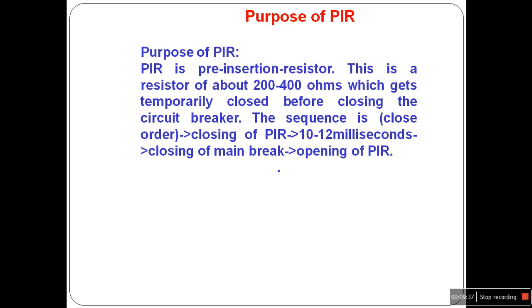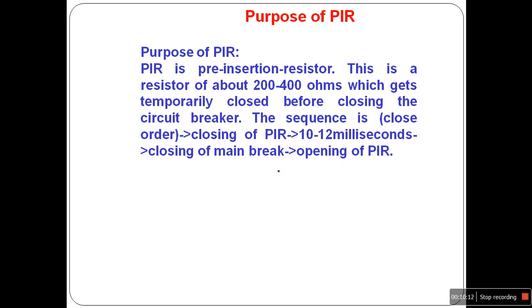Once the circuit breaker is closed, almost all the current will flow through the circuit breaker contacts. So the PIR should open. Now the question arises, what will happen if the PIR does not open? The answer is that a small current will flow through the PIR when the contacts of the circuit breaker are closed. So heating will result.